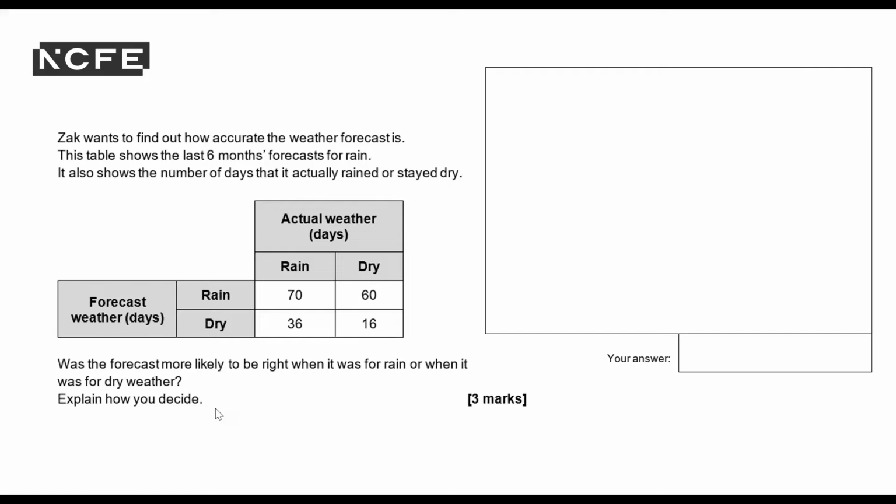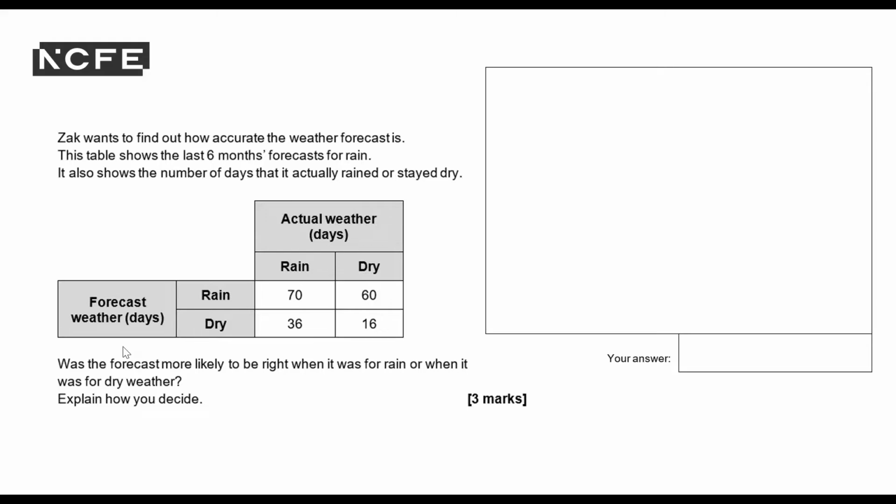So from my table, I can see, for instance, that when it was forecast to be rain, it actually rained on 70 days. When it was forecast to be rain, it was actually dry on 60 days. So it was right only 70 out of the total number of days. And then when it was forecast to be dry, it was only right 16 days out of the total. I haven't got the total, so that's something that I'm going to need to find out.